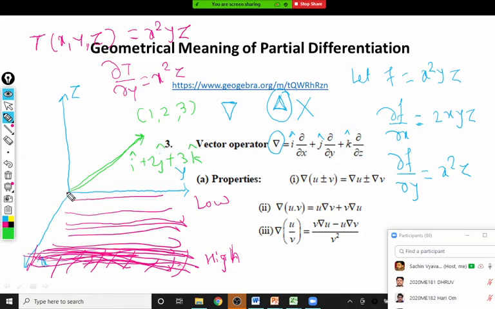Instead of saying rate of change along i cap only, or along j cap only, or k cap, meaning along the x, y, z axes, we are now interested in getting the rate of change of the function along a random direction. Let us assume the direction is this one. Generally we give this as a bar.